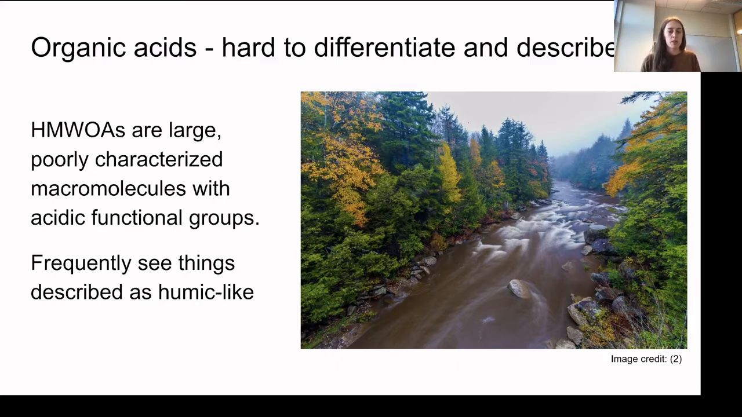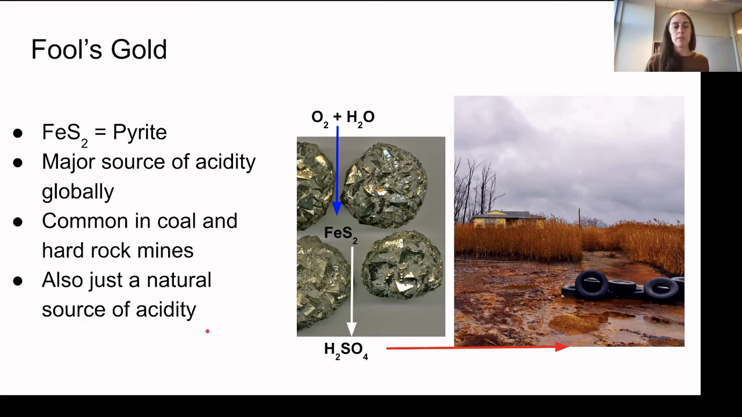So these high molecular weight organic acids are typically really poorly characterized. It takes a lot of effort to fully characterize an organic molecule. And so typically you just see them described as things like humic-like, based on how they absorb or emit light or energy. You typically won't see any specific organic acid identified. But regardless, it is an acid and it is floating around in the environment, and it does make a difference.